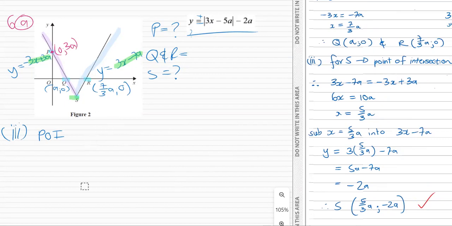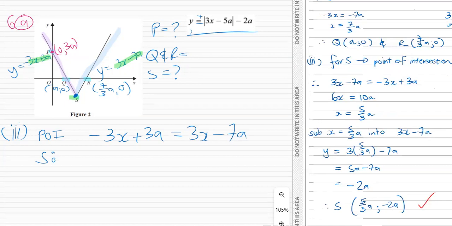Let's take a look. So we have two lines meeting at this point. At that point, the equation for the blue line and the equation for the purple line will both be true. So we can say 3x plus a at point S will be equal to 3x minus 7a.